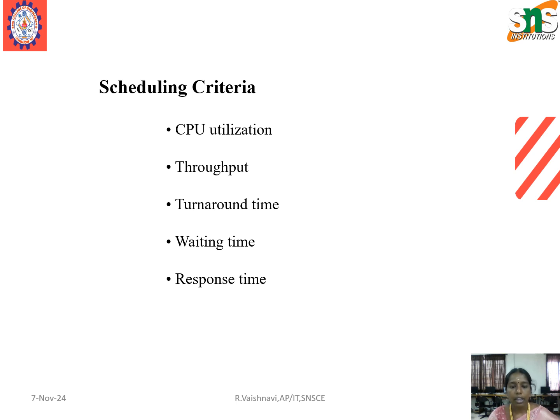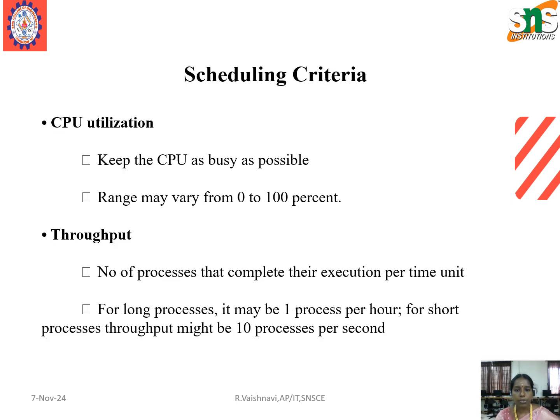Next one is scheduling criteria. Here we have the five scheduling criteria. First one is CPU utilization, second one is throughput, third one is turnaround time, fourth one is waiting time and the fifth one is response time. Next, scheduling criteria. First one is CPU utilization. In CPU utilization, keep the CPU as busy as possible. The range may vary from 0 to 100%.